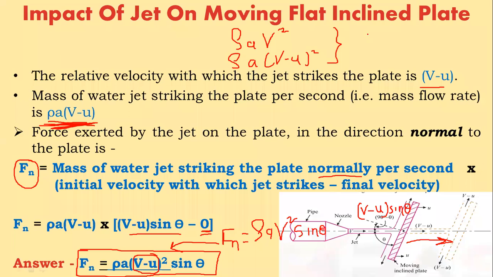Next, for a flat inclined plate which was stationary, the formula was rho a v square sine theta, and for the moving flat inclined plate, it is rho a v minus u whole bracket square sine theta. So you can see the difference between the formulas of a stationary plate and a moving plate. Instead of v, we just have v minus u. So that is one important point to remember.